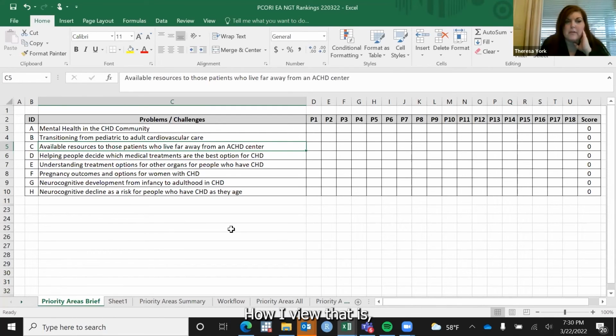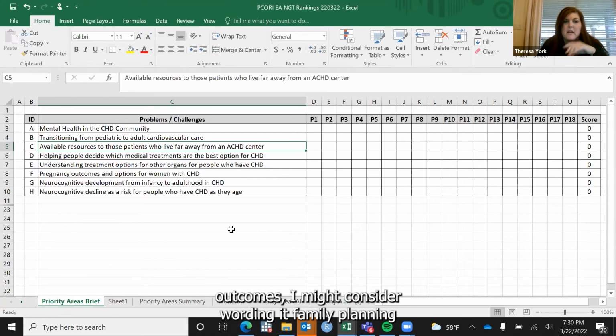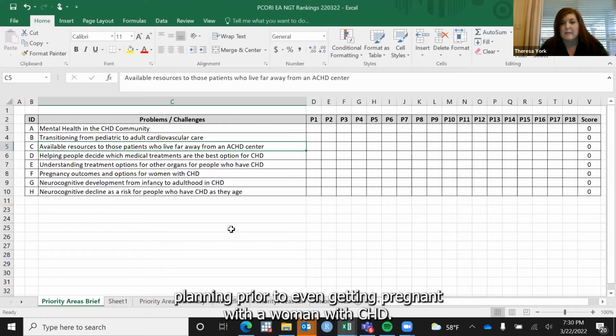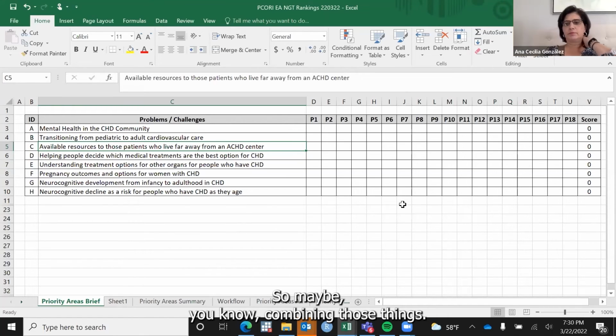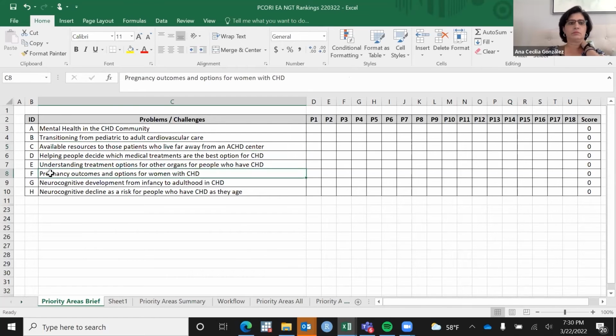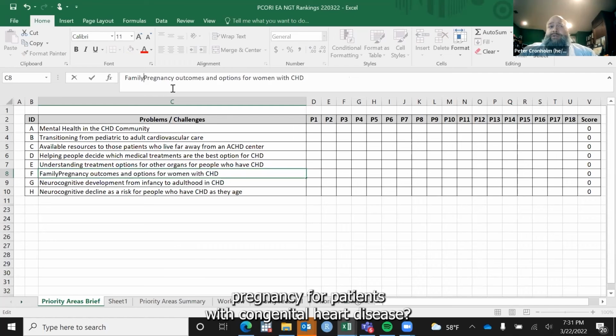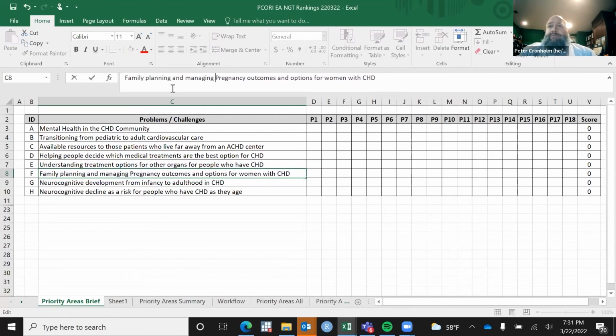How I view that is, and I would probably, instead of pregnancy outcomes, consider wording it family planning potential, maybe, because you need to consider the options for family planning prior to even getting pregnant as a woman with CHD. So maybe combining those things. So how about family planning and managing pregnancy for patients with congenital heart disease?